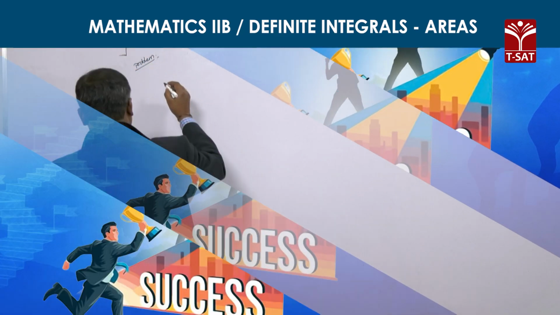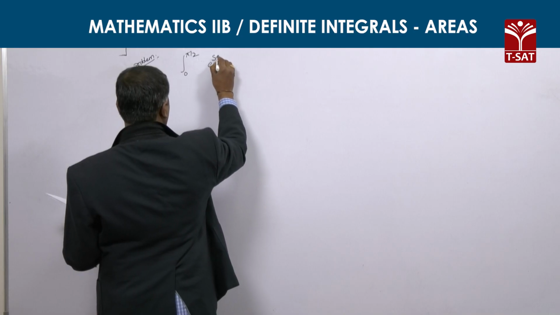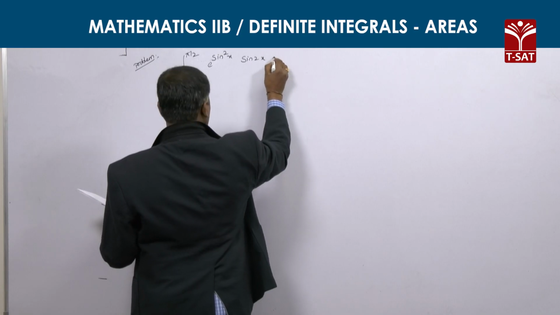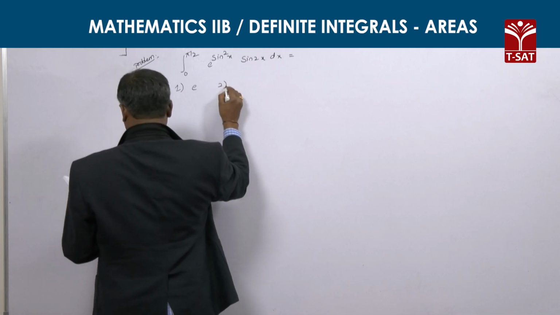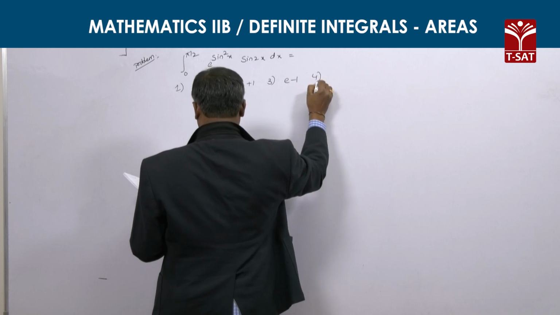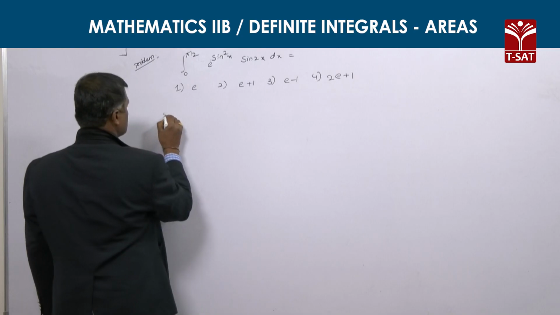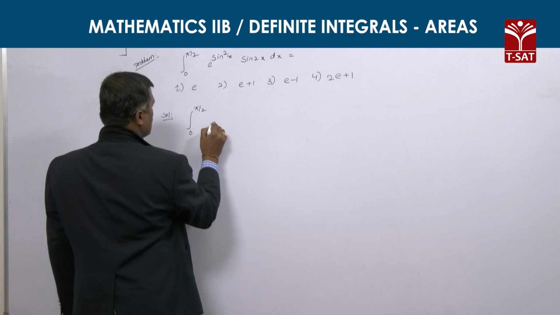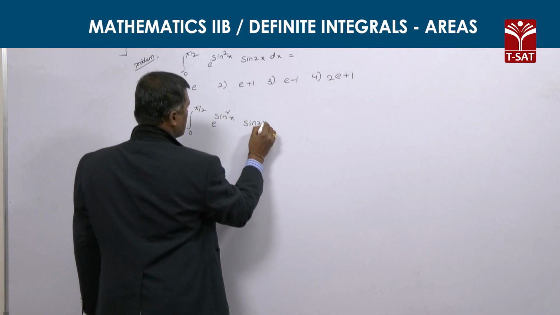Next problem: integral of 0 to pi by 2 e power sin square x into sin 2x into dx. First option e, second option e plus 1, third option e minus 1, fourth option 2e plus 1. Solution: integral of 0 to pi by 2 e power sin square x into sin 2x into dx.